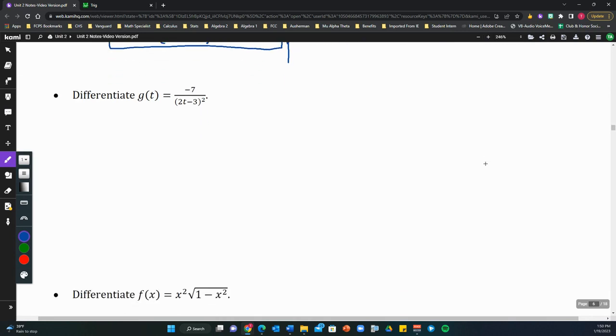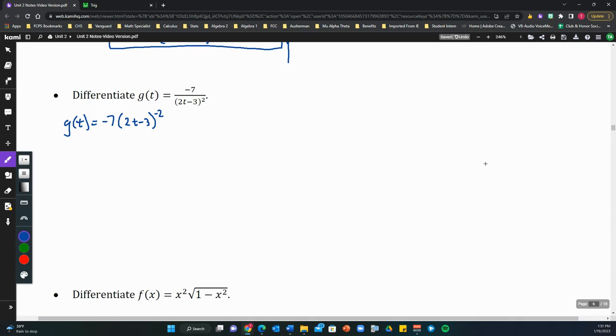Okay, let's try another one. So g of t equals -7 all over the quantity 2t minus 3 squared. So we're going to rewrite this guy. Again, in the form that it's in right now, quotient rule is an option, but it's not the correct option because the derivative of the top would give me 0. So there must be some other way to do this. And that other way is moving that group into the numerator with a negative exponent.